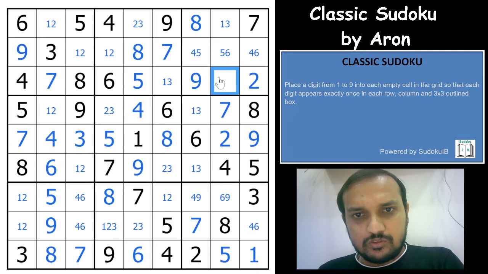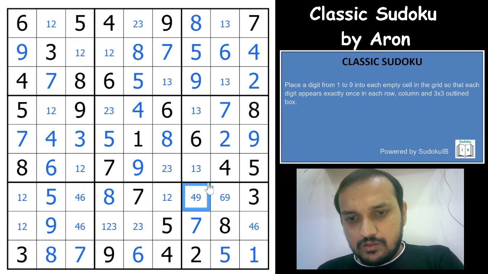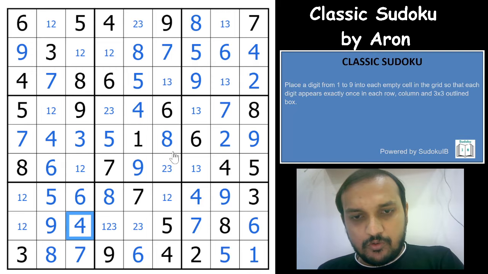4 5 6, so this is 1 and 3 in any order. This 5 gives you a 6 here, 4 5. 4 6 and a 9, 6 and a 4.